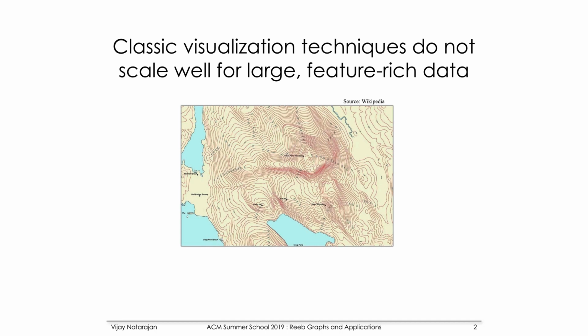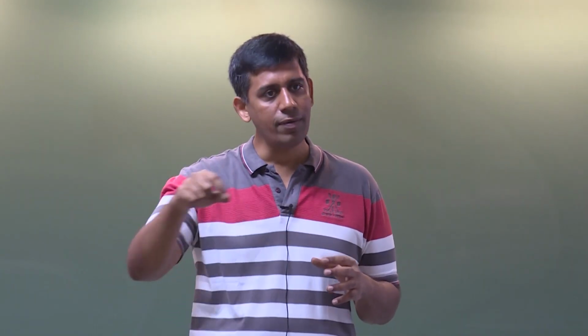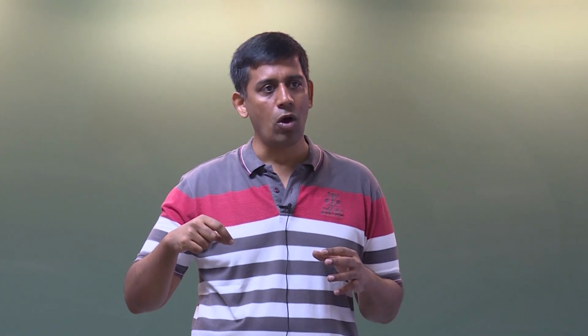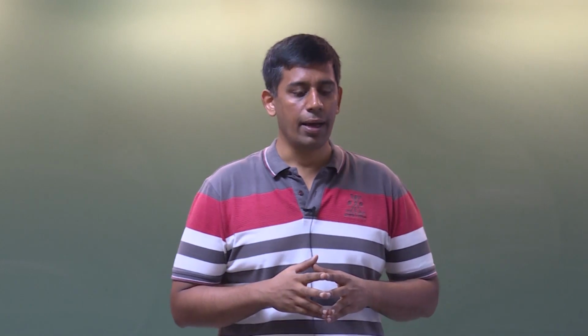This is something we may have seen even in our school. If you have terrains, then one way to display a terrain, which is also scalar data, with elevation at every point on the plane, is by drawing a collection of curves. Each curve is the set of all points which are at a given elevation. These are called terrain maps.